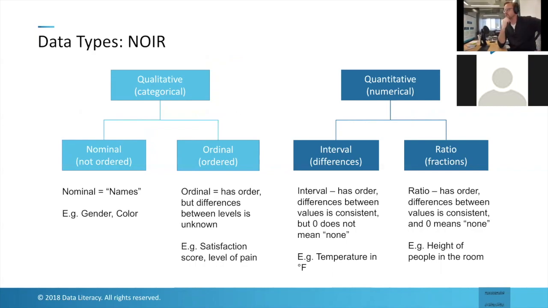Yeah, so ordinal, it could be satisfaction levels in a survey. It could be levels of pain. Maybe it's hard to know the difference. There's not a consistent gap between sequential levels.